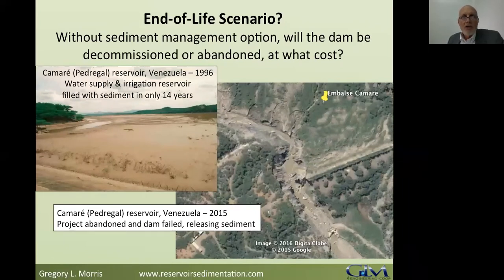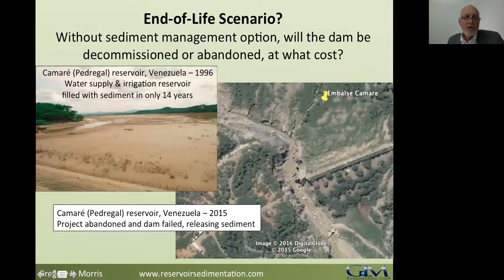Where is the reservoir going to end up? This particular example is from Venezuela, the Camaré or Pedregal Reservoir. It has two different names. I visited there in 1996. It was only 14 years old and was already full of sediment. The little river you see here on the left side of the screen is actually just going over the spillway. And this is what you'll find on Google Earth today.